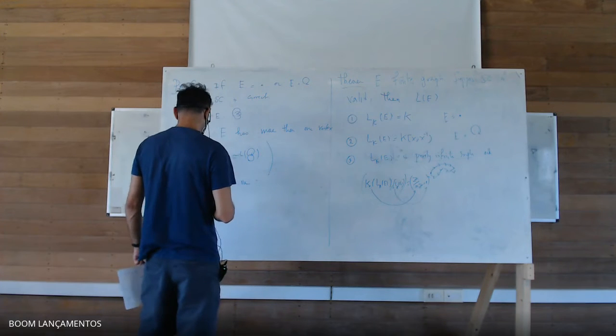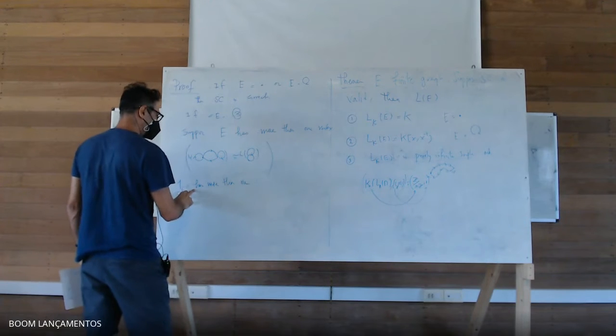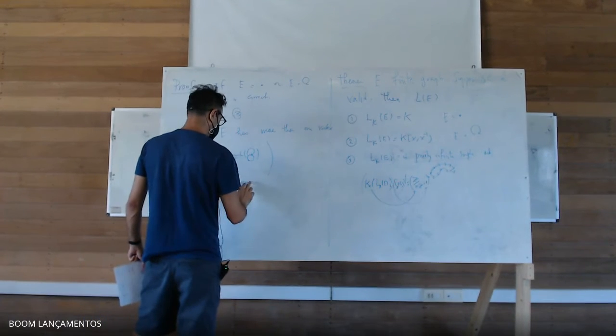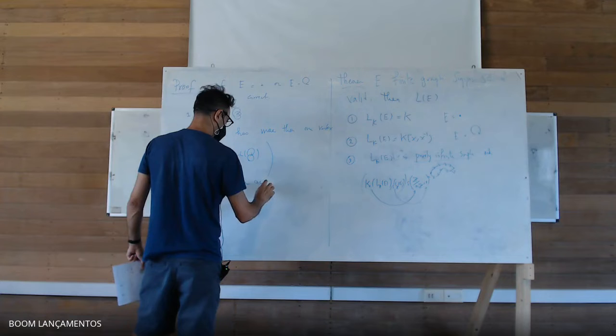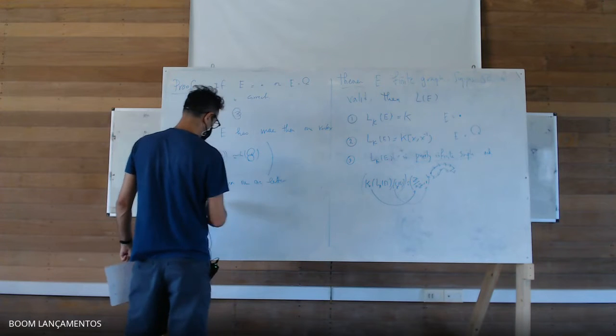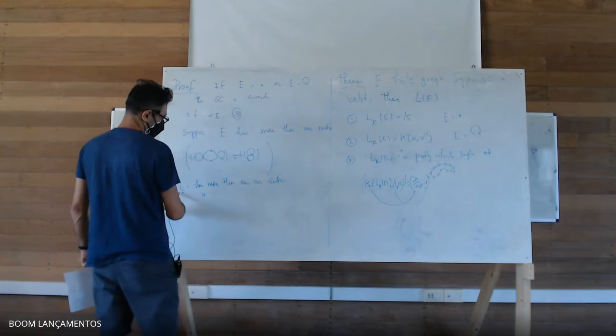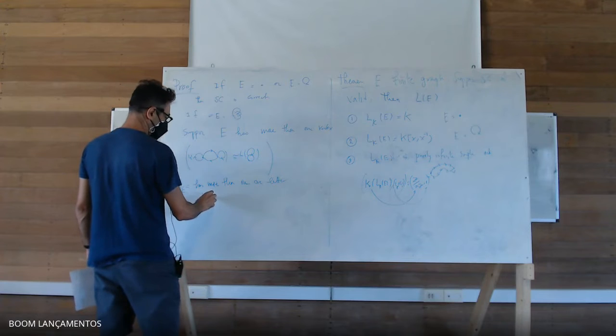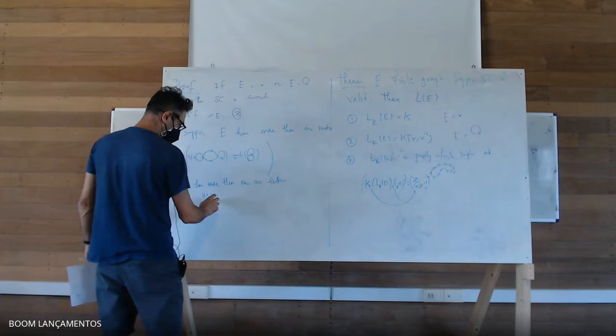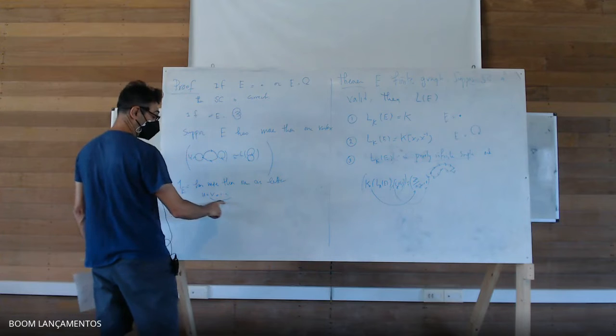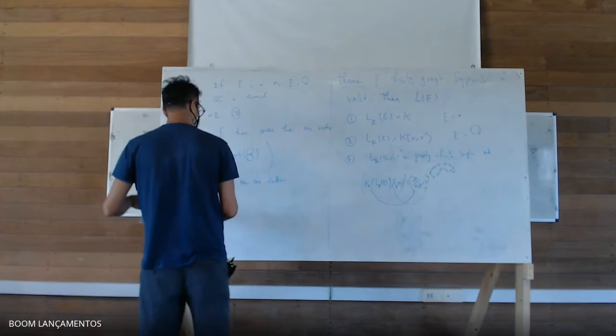Yeah, how should I write it? So it has more than, okay, more than one letter. If you understand what I mean, because E has more than one vertex, it has to have more than one thing appearing here. Okay, so keep this in mind.